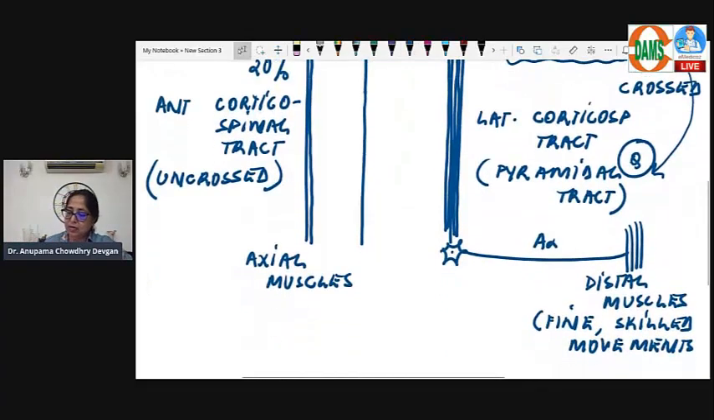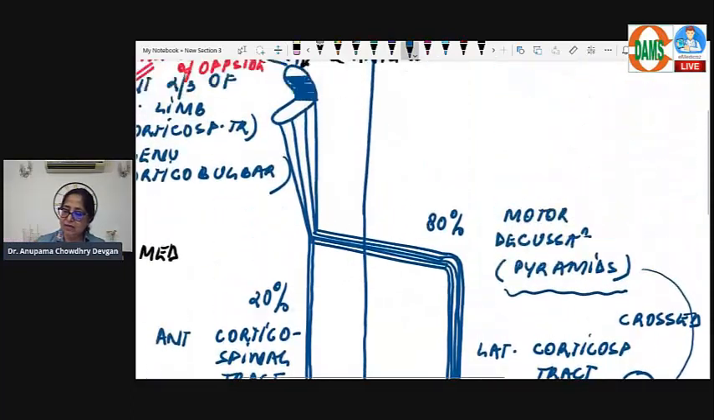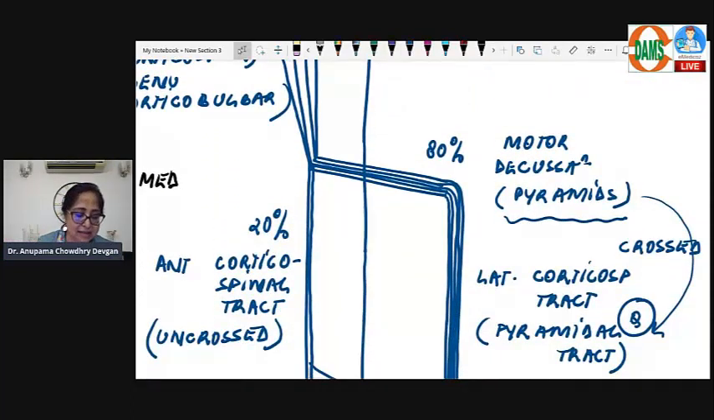Now, remember, the anterior corticospinal tract supplies the axial muscles of both sides, but please remember, it is still an uncrossed tract. We do not call it a crossed tract, right? Towards the termination, the fibers are supplying the axial muscles of both sides, but we do not call it a crossed tract. Crossed is pyramidal tract, uncrossed is anterior corticospinal tract. So this is as far as the corticospinal tract is concerned.